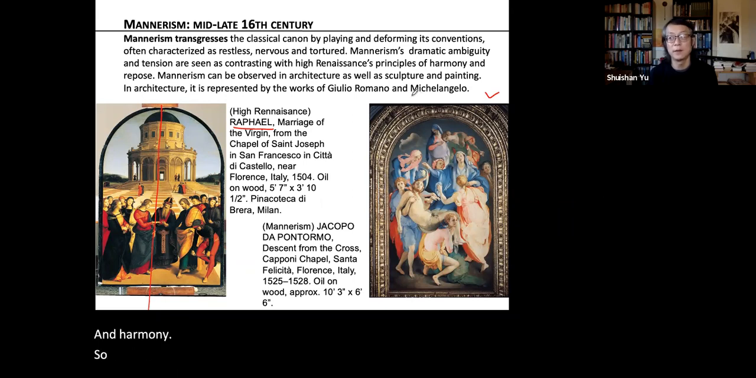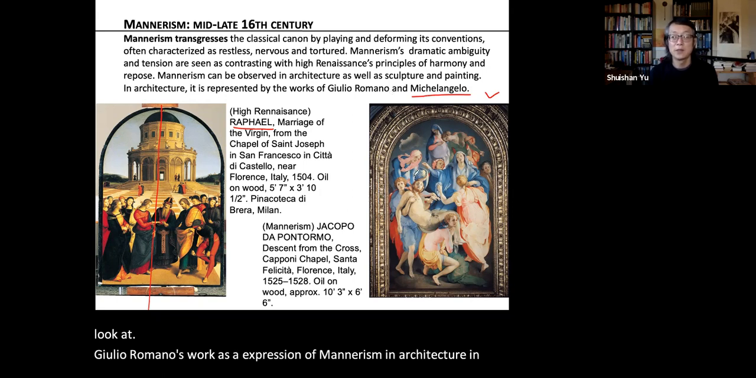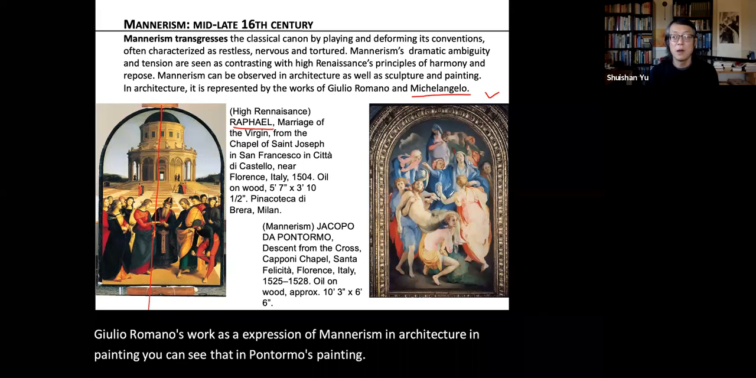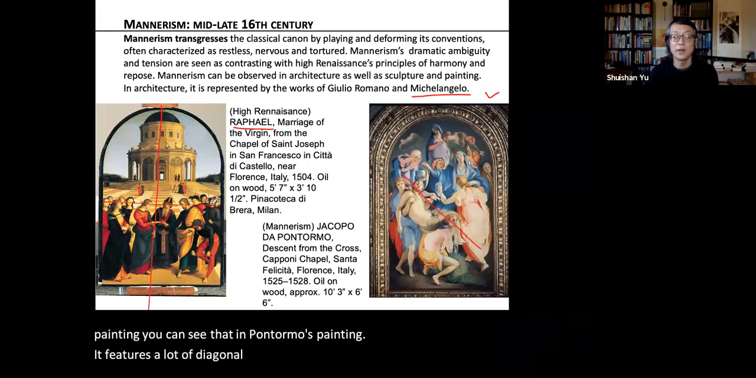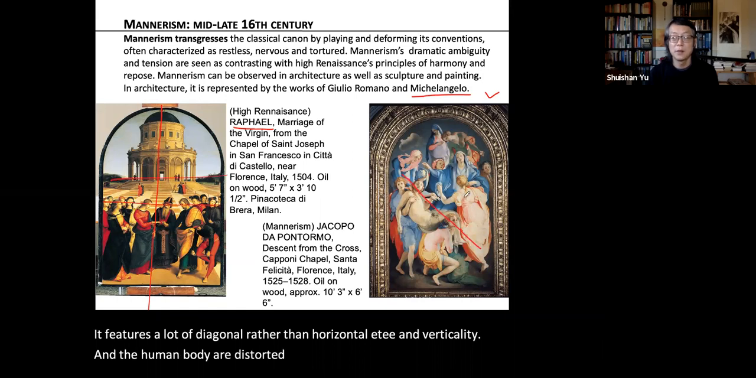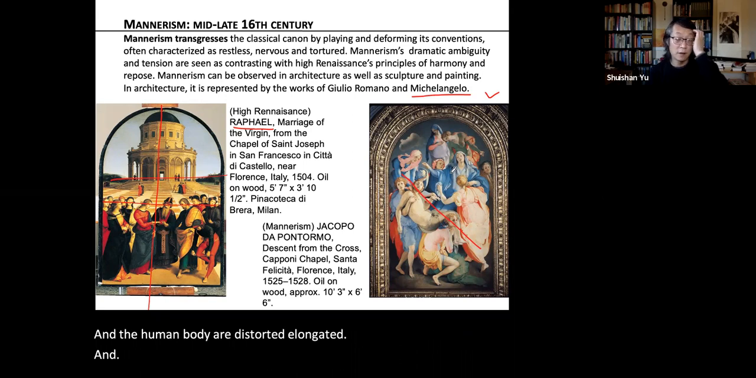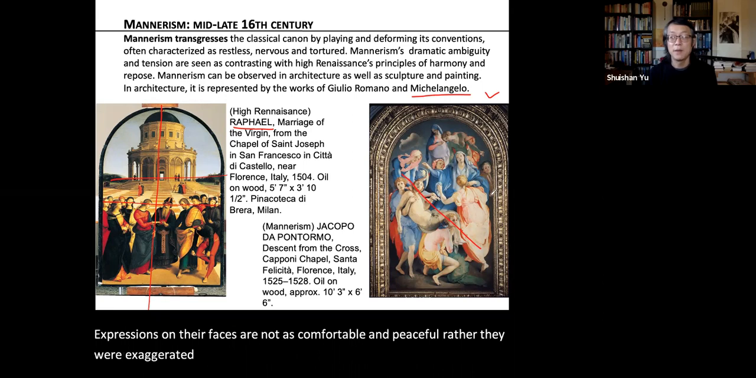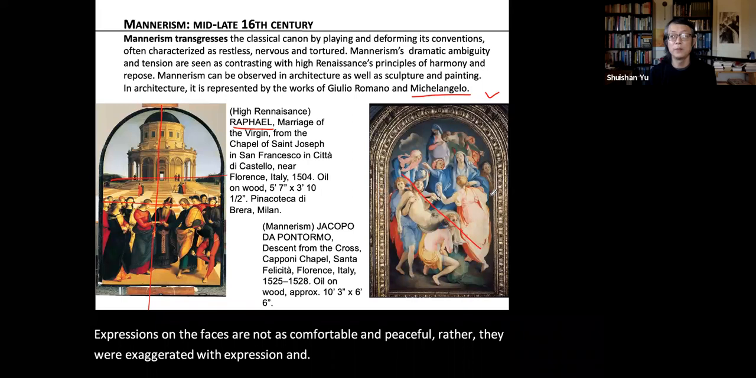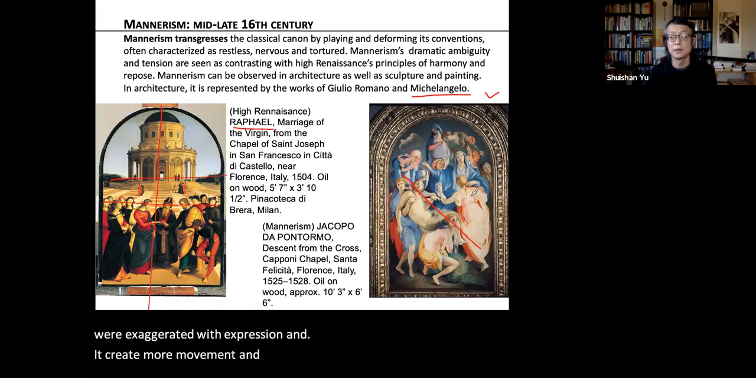So it really started with the late work of Michelangelo, but today we will look at Giulio Romano's work as an expression of Mannerism in architecture. In painting, you can see that Pontormo's painting features a lot of diagonals rather than horizontality and verticality, and the human bodies are distorted and elongated, and expressions on the faces are not as calm and peaceful. Rather, they were exaggerated with expression, and it creates more movement and also a lot of distorted forms that are almost impossible in nature.